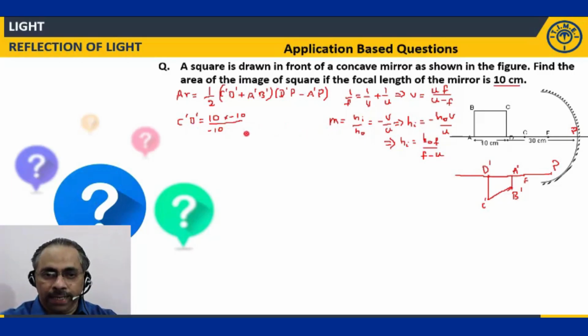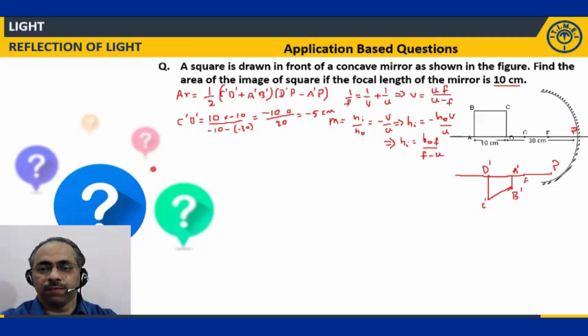Minus 10 minus U. What is this U? Distance of the object. DC object distance from pole. That is 30 centimeter. Right? So minus 30. I'll get this as minus 100 divided by how much? Minus 10 minus of minus 30, it is 30 minus 10, 20. So I'll get it as minus 5. Don't worry about the negative sign. It is indicating that it is an inverted image and formed below.